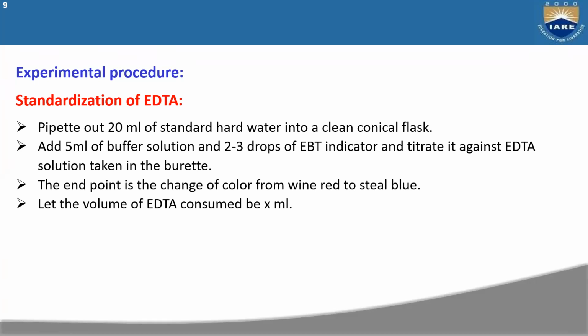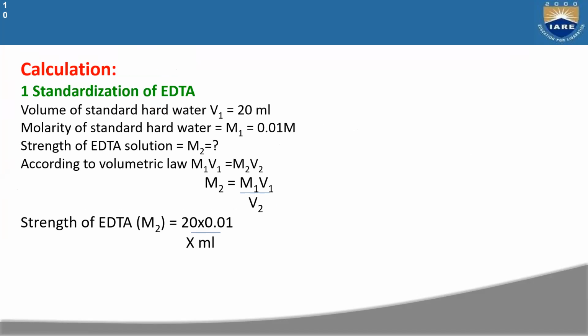The end point is the change of color from wine red to blue. So this is the end point, not the starting point. First we get the wine red color. Let the volume of EDTA consumed be x ml. We titrate the hard water with the EDTA solution, and we have to find out how much EDTA is consumed.